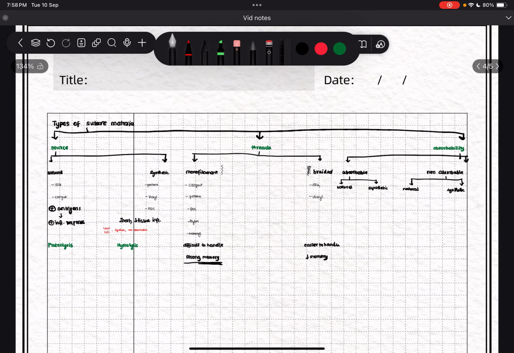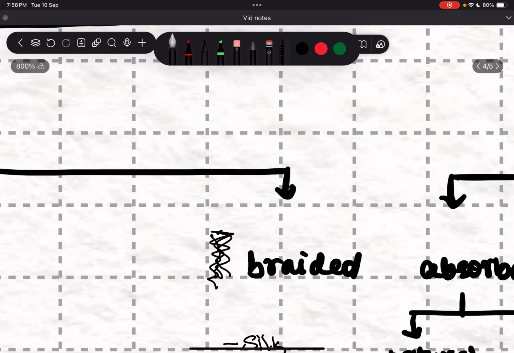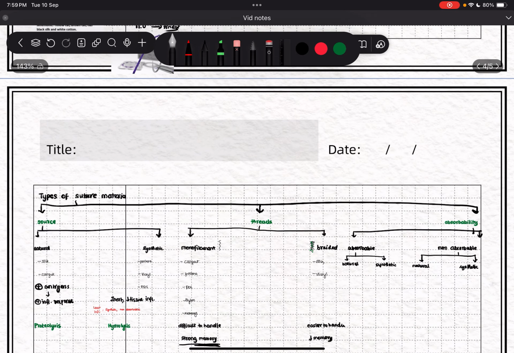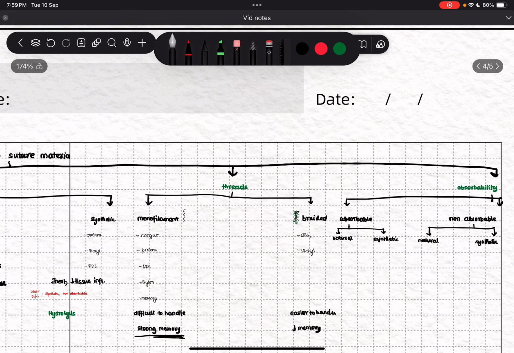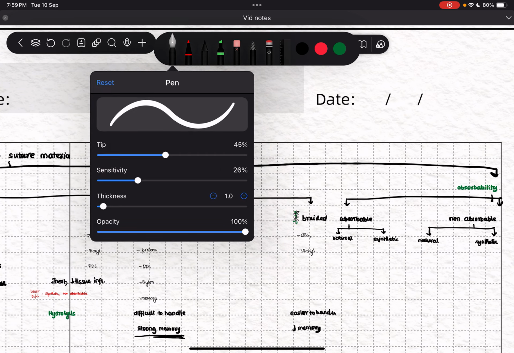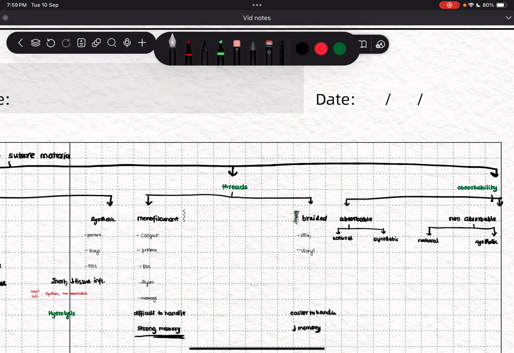But the thing with braided suture is that it has got these gaps in it. These gaps may be in an area for microorganisms to get accumulated, and so it is a bad choice sometimes. Now, absorbable and non-absorbable sutures. There is natural absorbable, synthetic absorbable, natural non-absorbable, and synthetic non-absorbable.